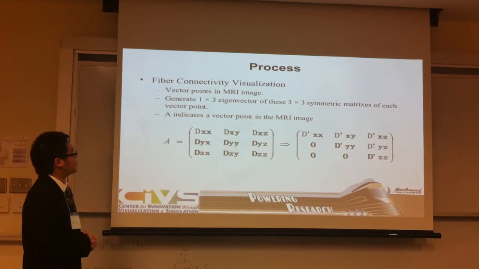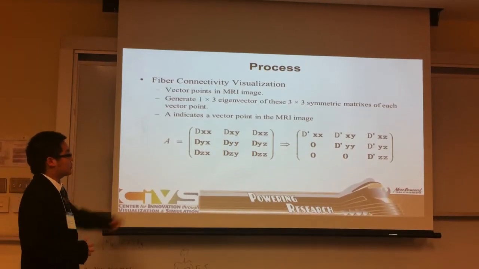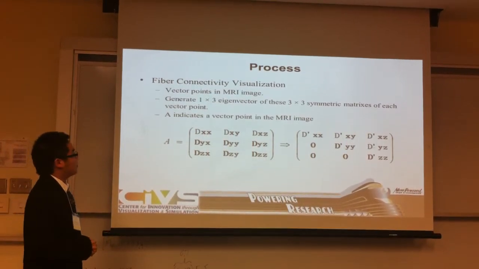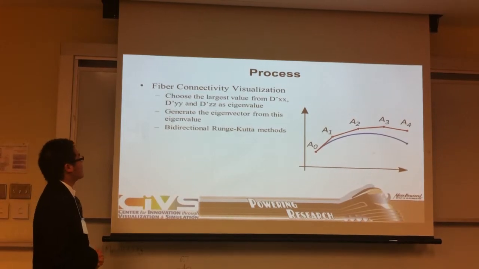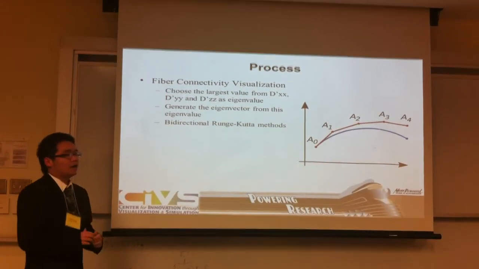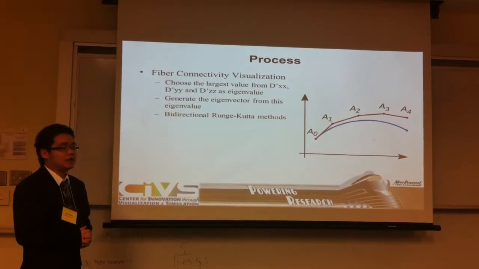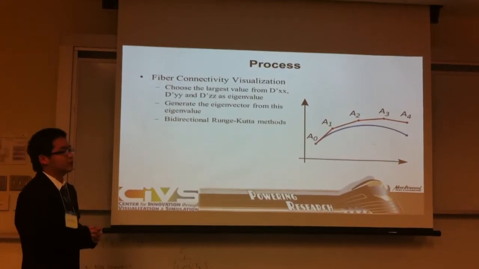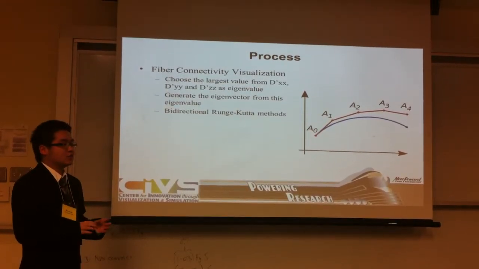Vector points in MRI images can be displayed as a three by three symmetric matrix, as you can see, like the A in the top point. And then we use the algorithm to generate a triangle matrix so that we can choose the largest value from dxx, dyy, and dzz as the eigenvalue, and use this value to generate the eigenvector. The eigenvector will include three elements x, y, and z, and we use these three elements to indicate the direction of 3D points. After we generated all points' directions, we use the Runge-Kutta methods to combine these points into lines.